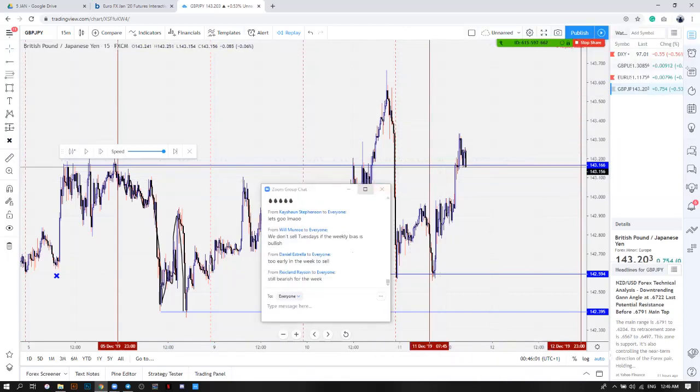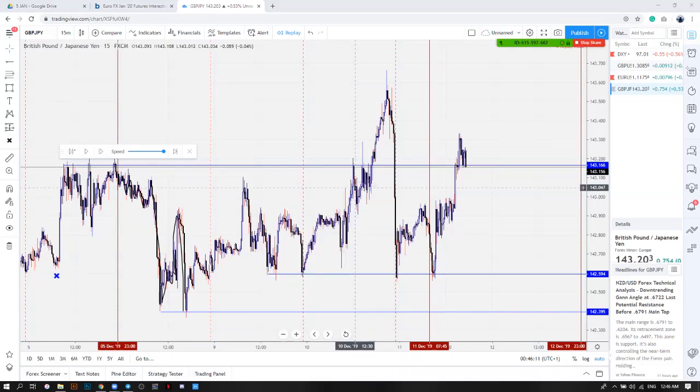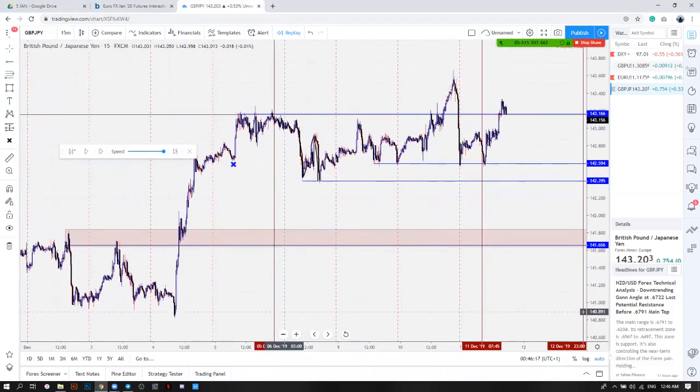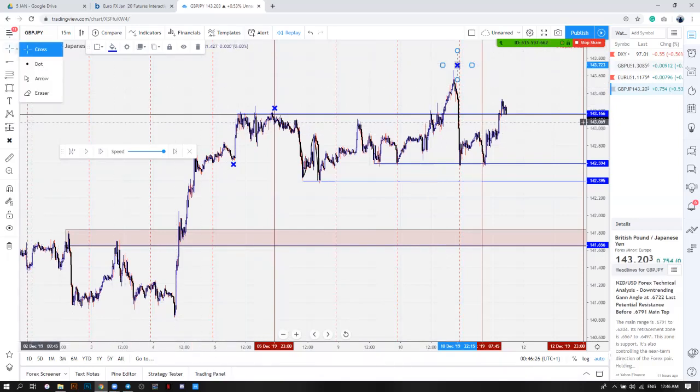We don't sell Tuesday on the weekly basket. Too early in the week to sell. Still bearish for the week? Okay, perfect. So what would you call this? What happened? What is the market doing? Tell me.